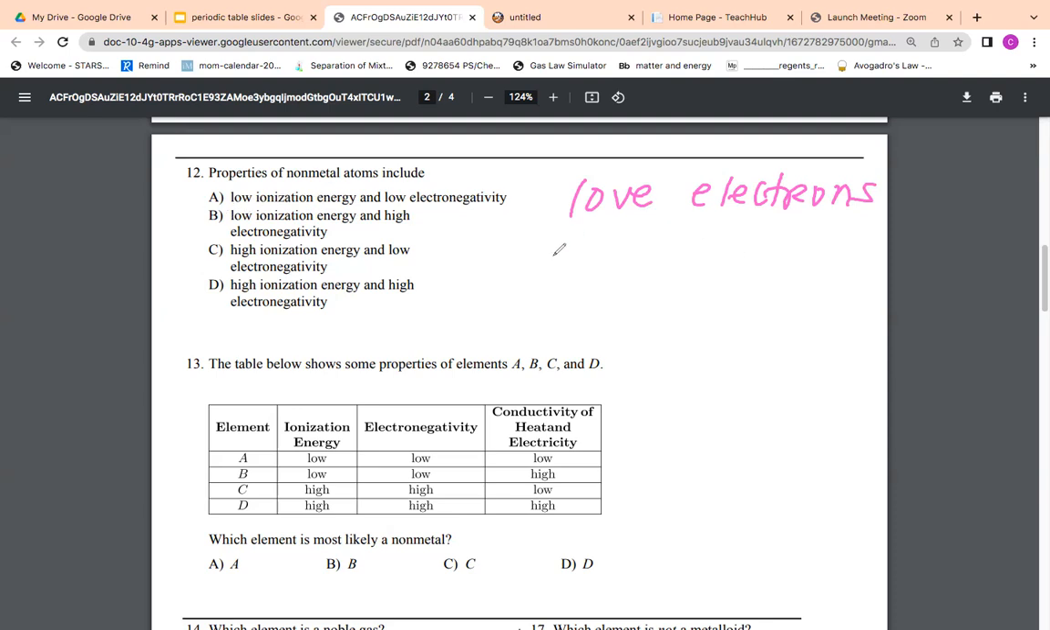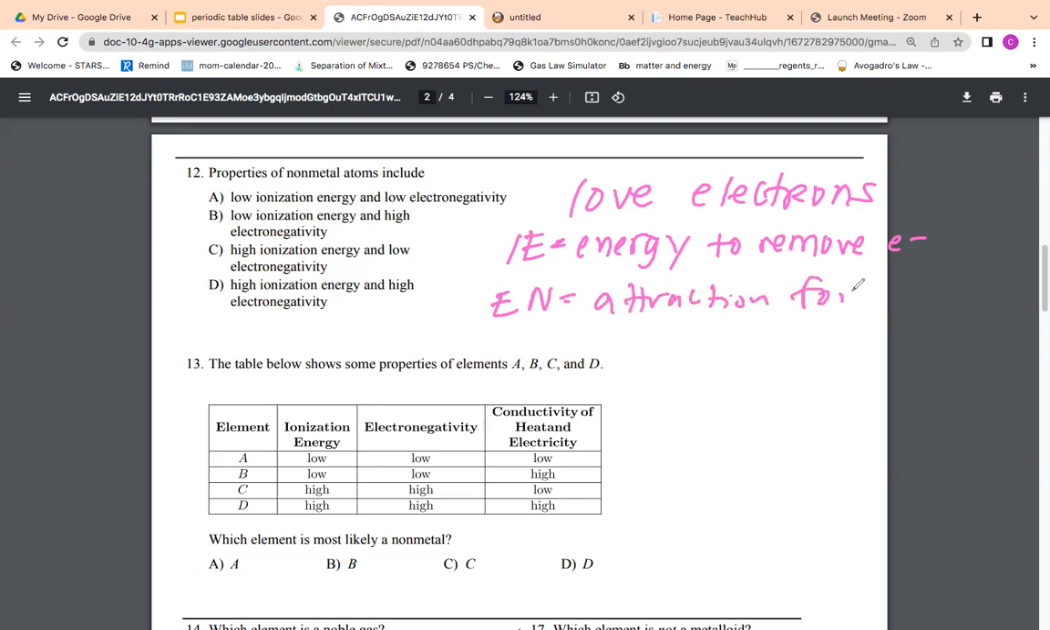Now, again, ionization energy is the energy needed to remove electrons, and electronegativity, EN, is attraction for electrons. So think about the properties of nonmetals. Nonmetals love electrons. So to remove an electron from something that wants more electrons is very difficult. So they tend to have very high ionization energies. So I know that it's not A, it's not B.